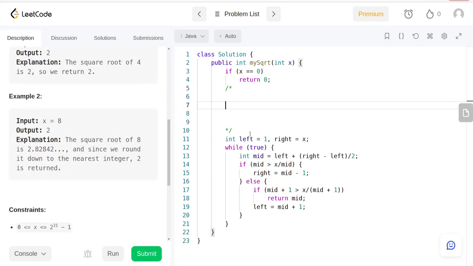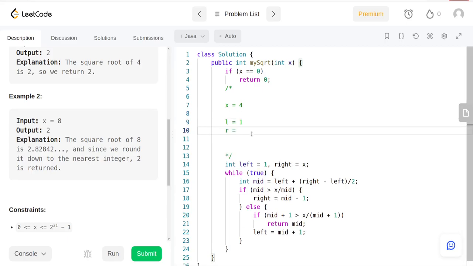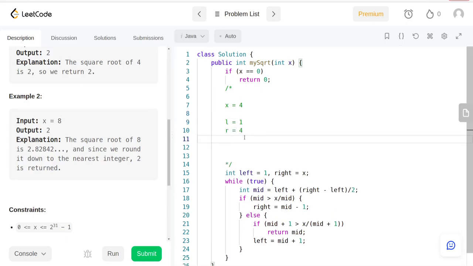Okay, let's take an example here. Let's start with a simple one. x is equal to 4, our left is equal to 1, our right is equal to 4 again. We calculate the mid, which is 5 divided by 2. It's going to turn out to be 2, as the mid is just an integer.